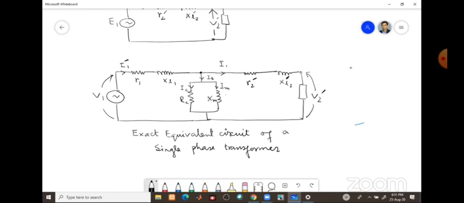Now up to this, if you have any doubts, then you can ask me. Then I will go for the next part of the lecture, that is the rotating machine.